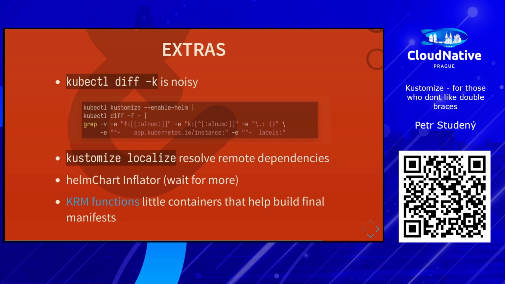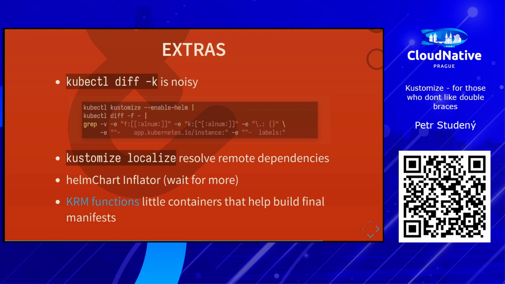You maybe need to localize it to make it local. So with Kustomize localize, you can resolve the dependencies. You could always use the Kustomize build to get the final manifests, but with Kustomize localize, you will keep your structure of layers for some maybe other modifications. Okay, so there is the Helm chart inflator, and I will speak about it.